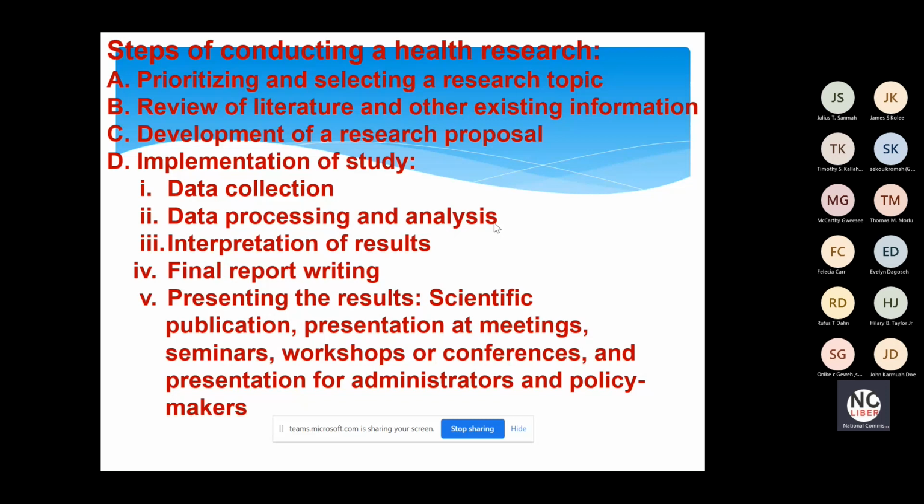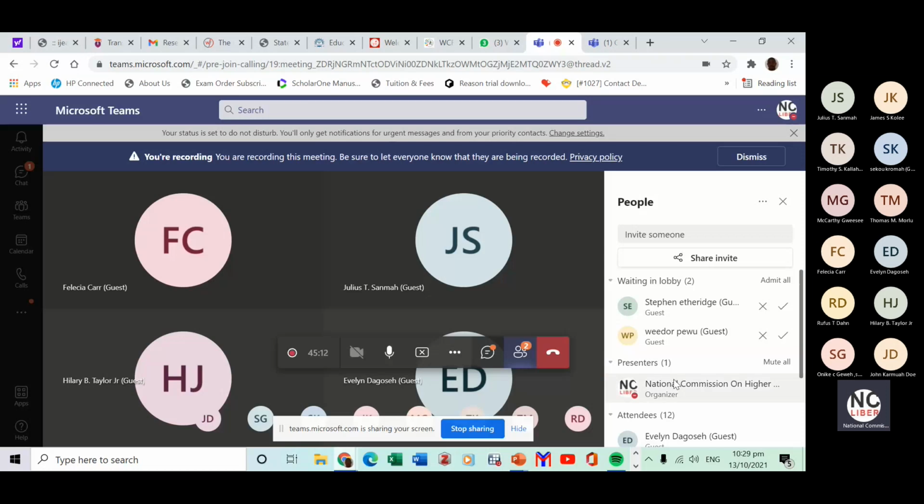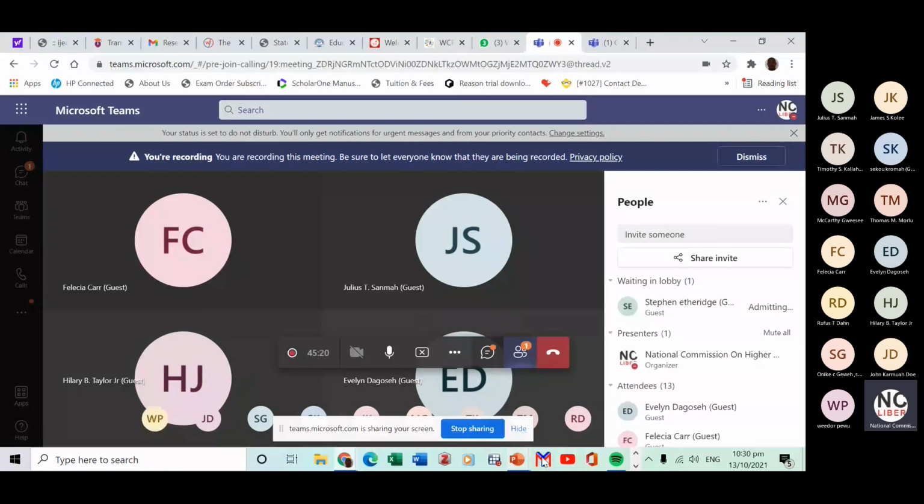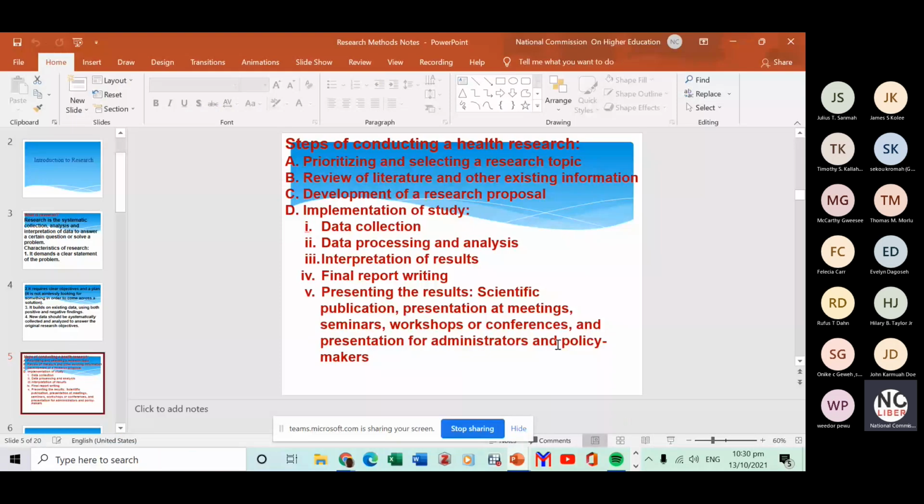The processing and analysis will have to do with organizing the data, cleaning it. If there are things in the data that you don't really want, getting those things out and ensuring that the data is properly ready for your work, and then you are able now to do the analysis. After that, you need to interpret the results.